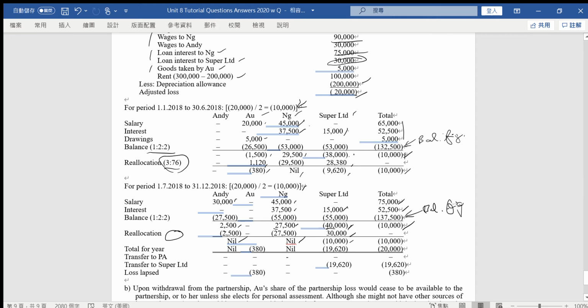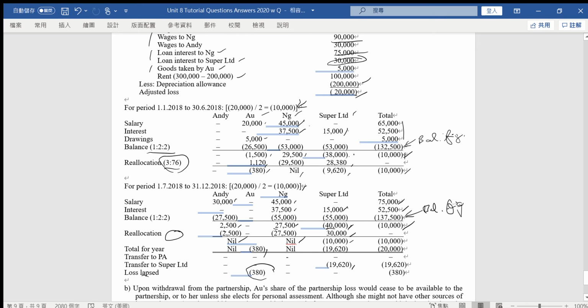And also, according to the question, Mr. Ao will leave the company. That's why you will find that if in case Mr. Ao doesn't elect personal assessment, this $380 will be left. And for Super Limited, being allocated the partnership loss for a corporation is more flexible, and Super Limited can make use of these figures to set off the other profit from the other source of the business.